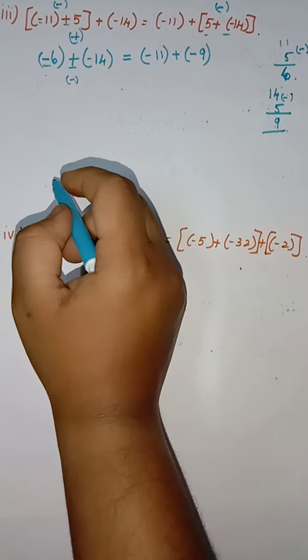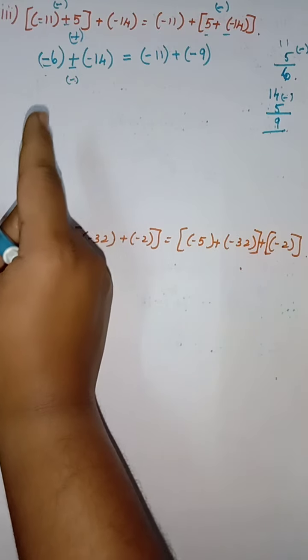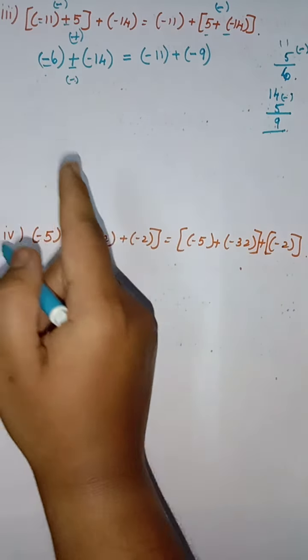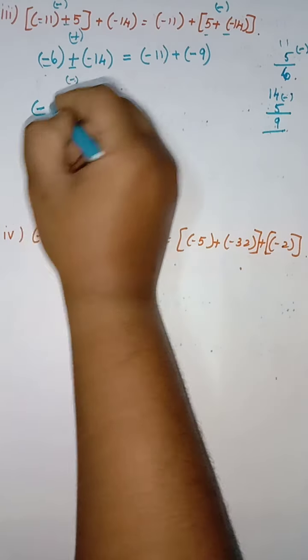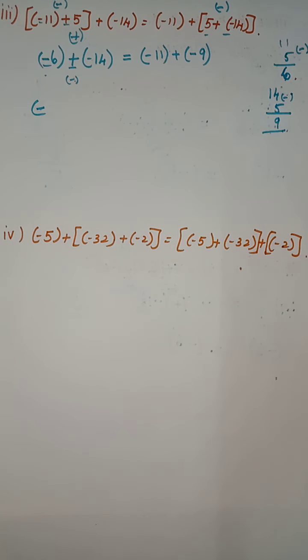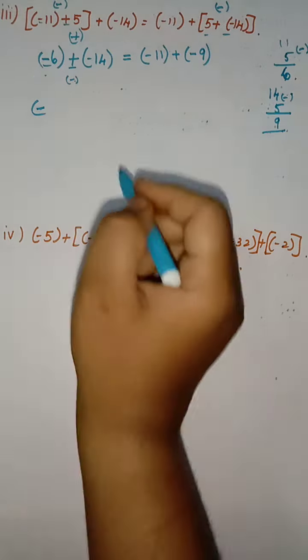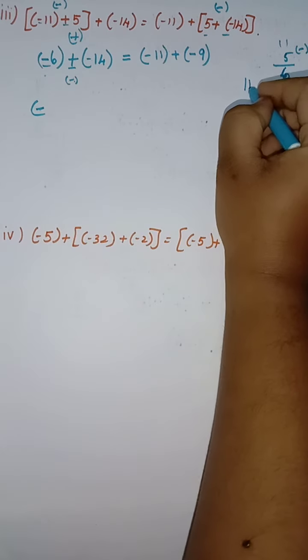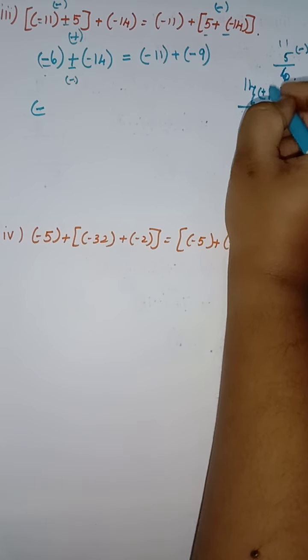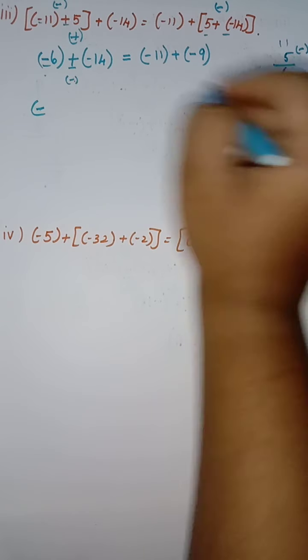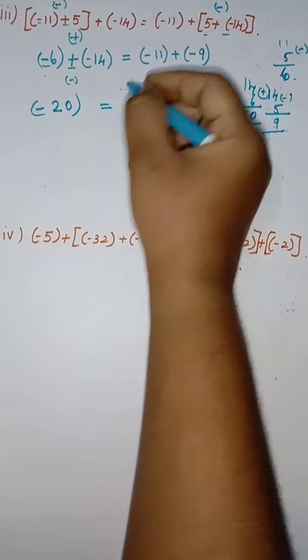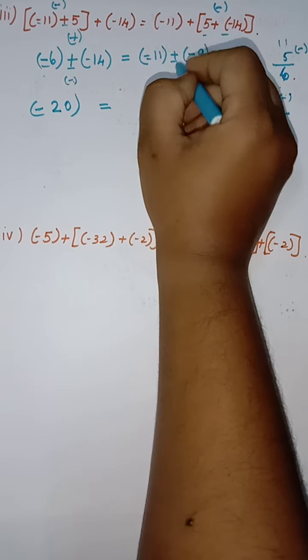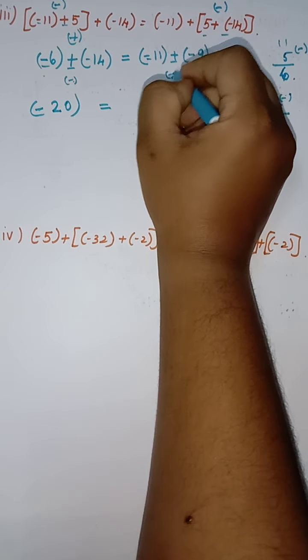So before that we have to see the greatest number symbol. Here it is 6, here it is 14. Which one is the greatest number? 14 is the greatest number, so it has the minus symbol. So we can write it as minus. Then we are going to add it. So 14 plus 6 is what? Add, it is 20. So this side minus 20 equal to, now here minus into plus minus, plus minus into minus plus.